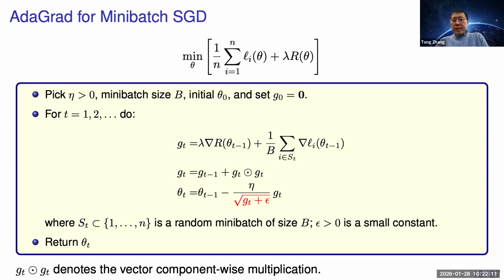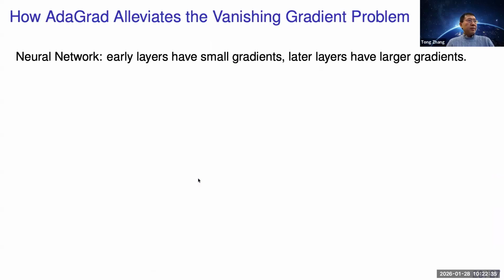But the reality is that there are definitely issues with this original version. I think the idea itself is fine, but the way of specifically setting this one, people change. We will soon cover that. So how does AdaGrad alleviate the vanishing gradient problem?